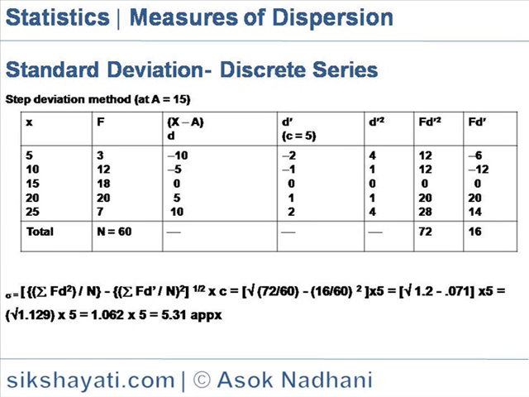the expression 72 by 60 minus 16 by 60 whole square, multiplied by the value 5, the scale factor, is equal to square root of 1.2 minus 0.071 into 5, is equal to square root of 1.129 into 5, is equal to 1.062 into 5, is equal to 5.31 approximately. So you get the values as approximately the same by the different methods.